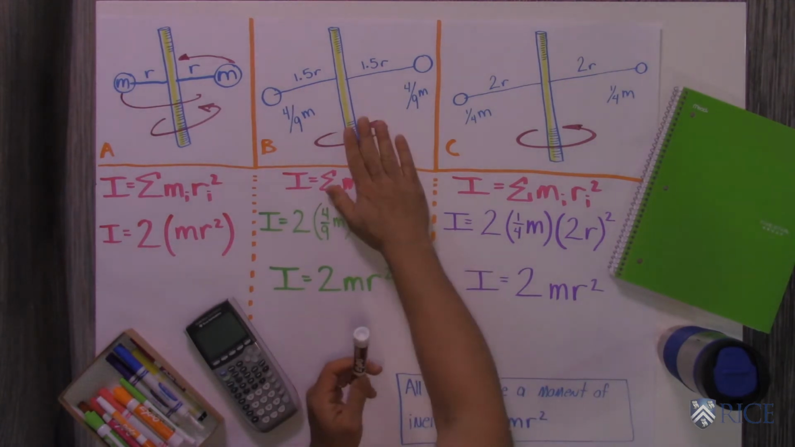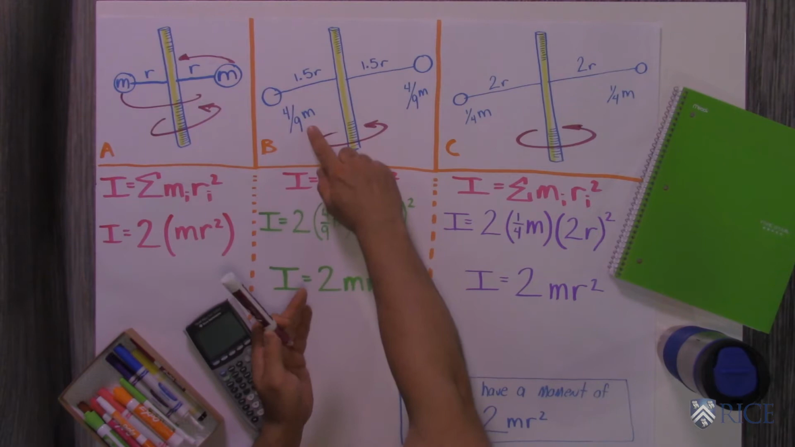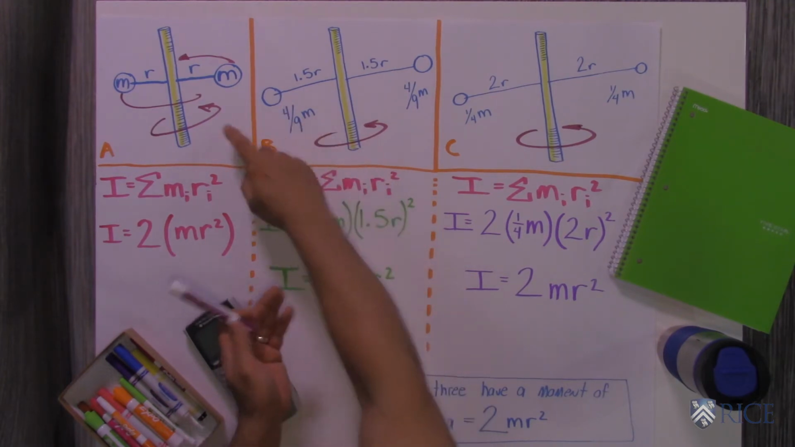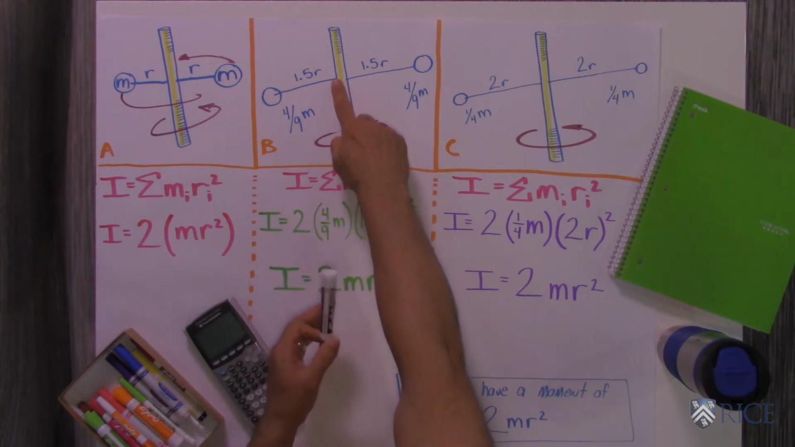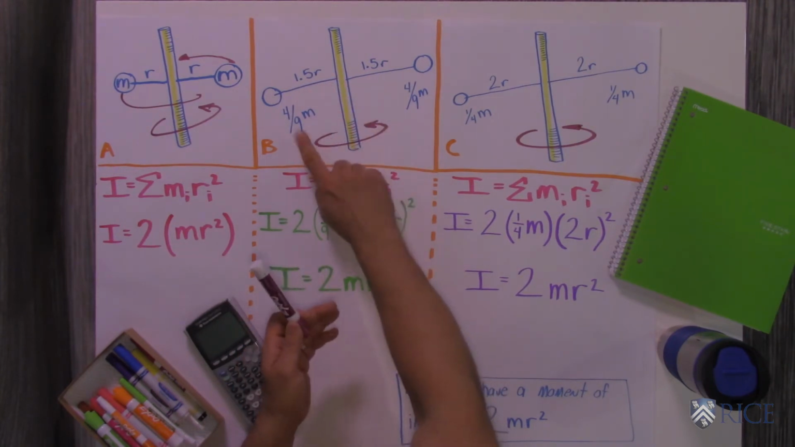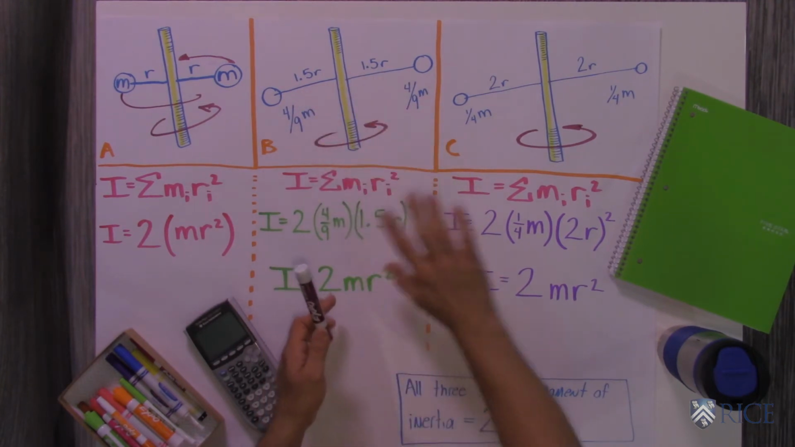Same thing for this one, but I have a different m and a different r. This time it's less mass. It's 4/9 of the original mass. And instead of being 1 unit of r away from the center, it's 1.5. So I have two of those, 4/9, 4/9, 1.5r, 1.5r.